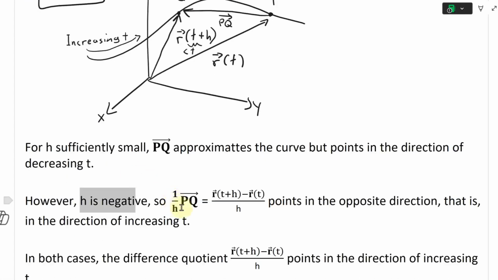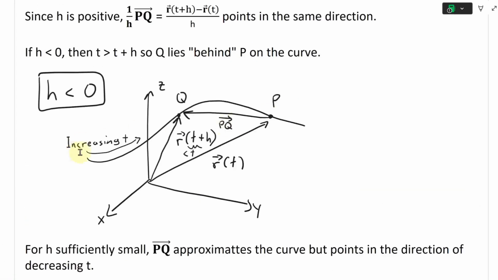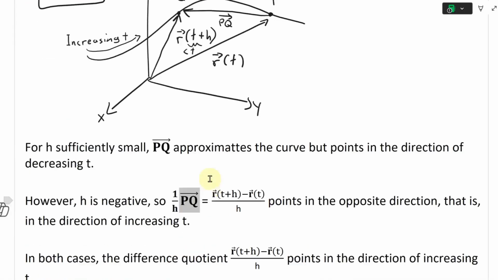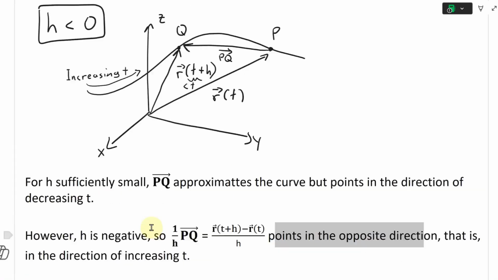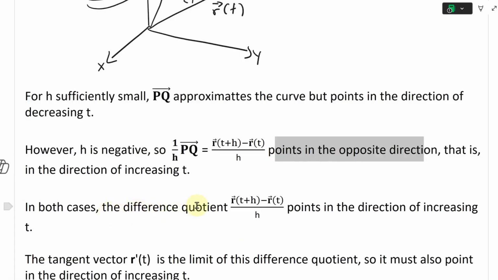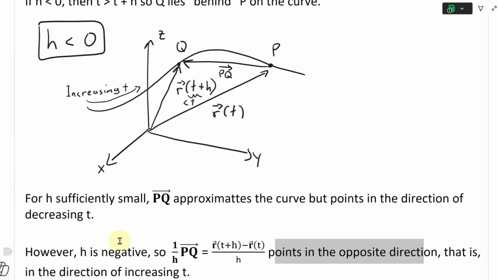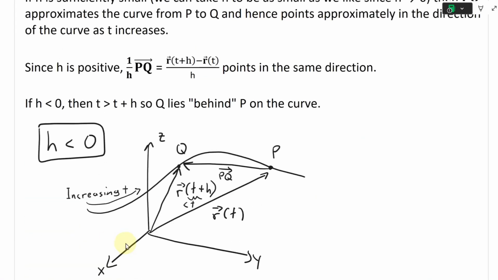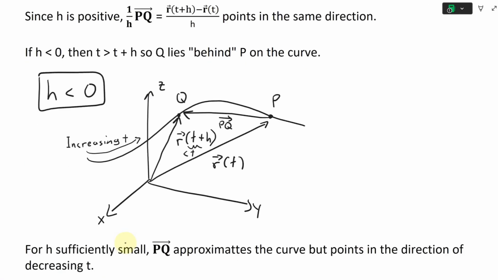So 1 divided by h times pq is going to be, well, this is a negative number. This is pointing in the direction going negative, but now you're multiplying by a negative, so this vector r of t plus h minus r of t divided by h points in the opposite direction because of the negative sign. That is in the direction of increasing t. So in both cases, the difference quotient r of t plus h minus r of t points in the direction of increasing t.